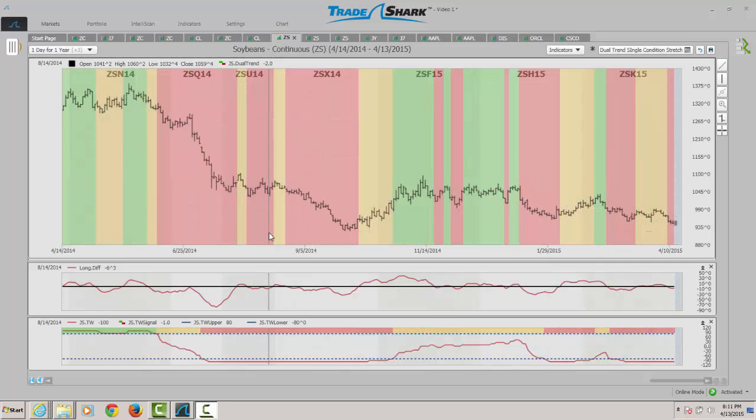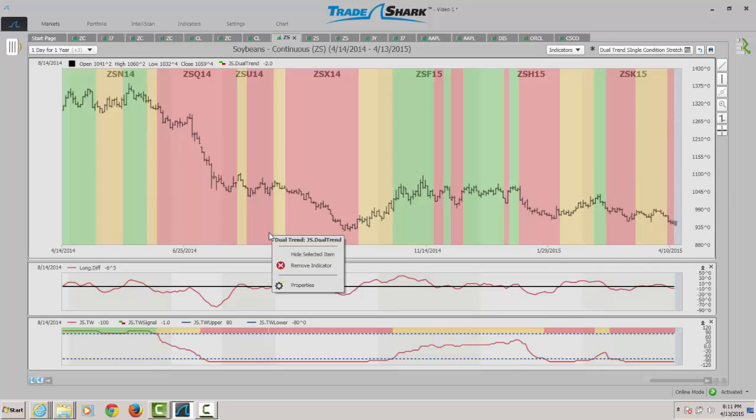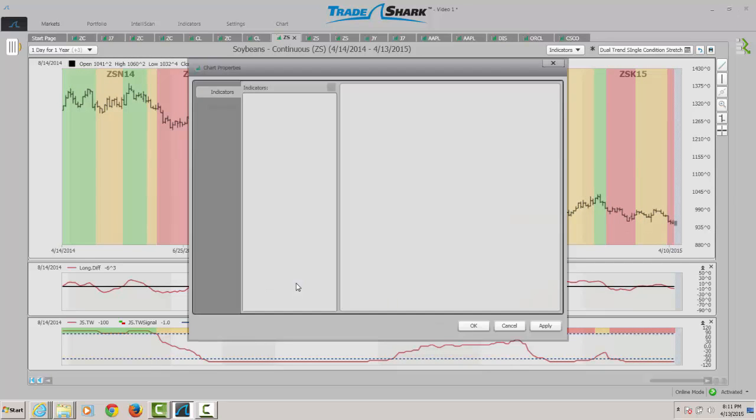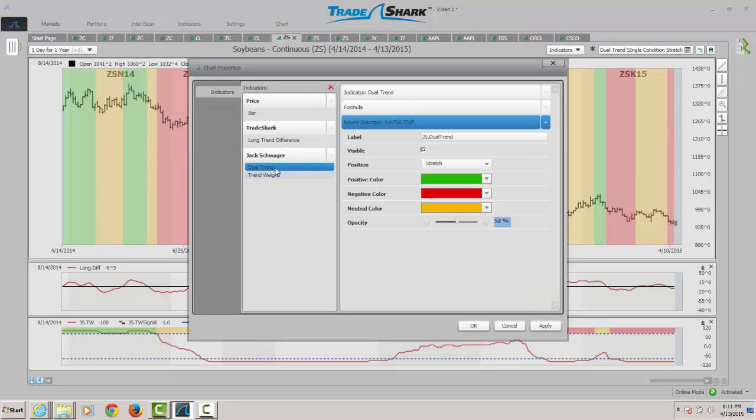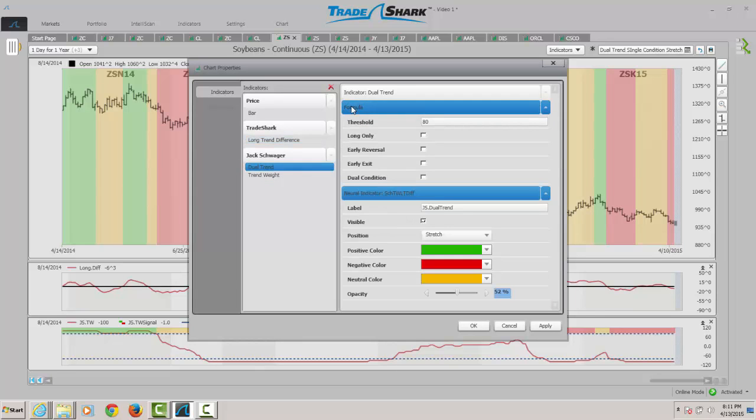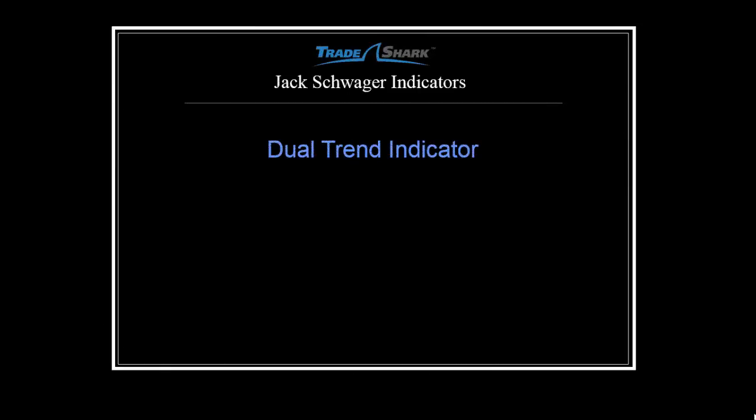To specify this version of the dual trend, you would need to go to the properties box, go to dual trend, formula, and make sure that this box, dual condition, is unchecked. If it is unchecked, that will mean that you will get a signal as long as one of the indicators is long or short, even if the other is neutral. Next, we'll look at the dual trend, but with a dual condition signal.